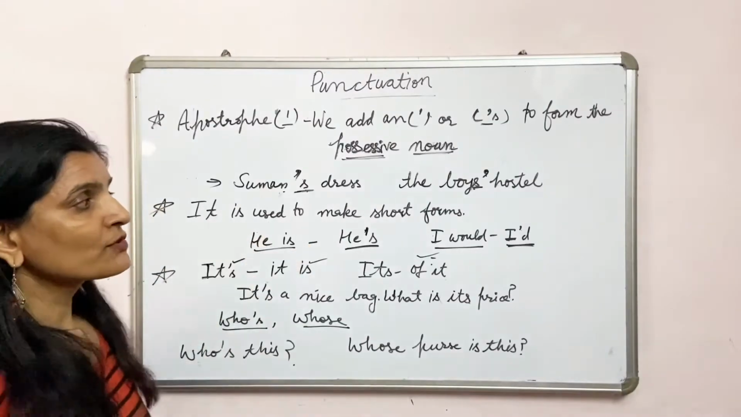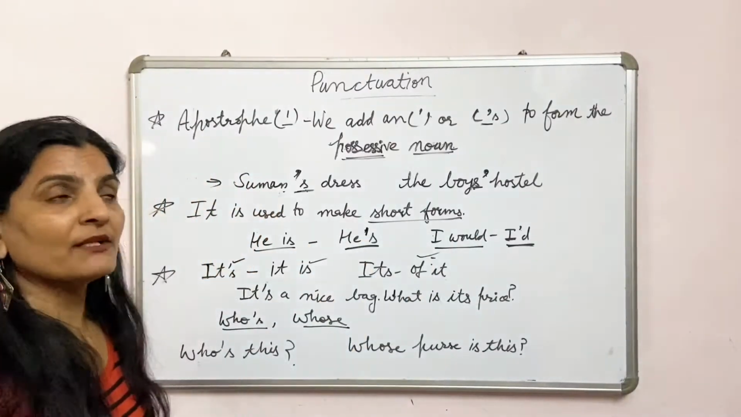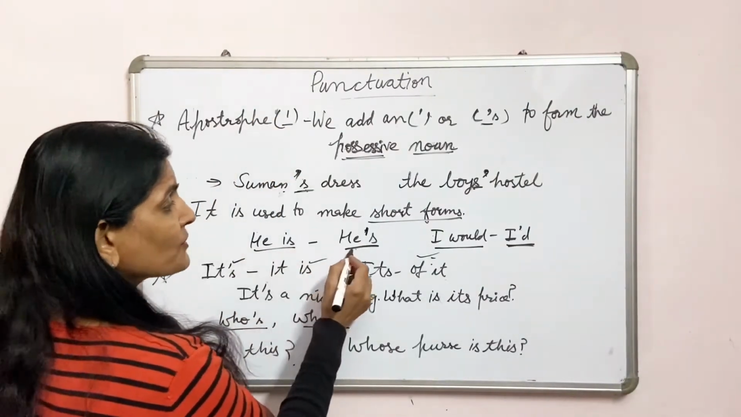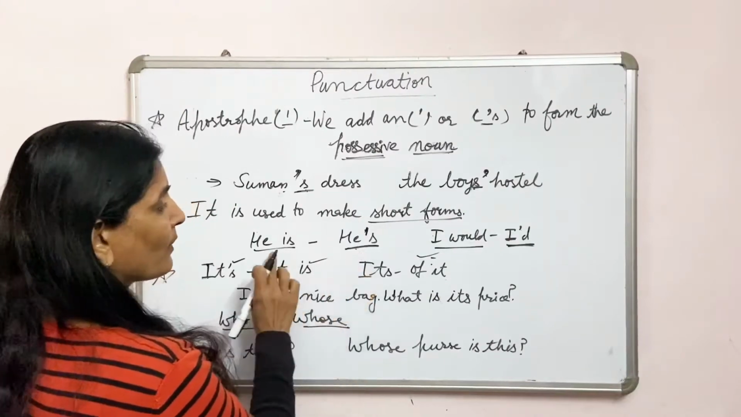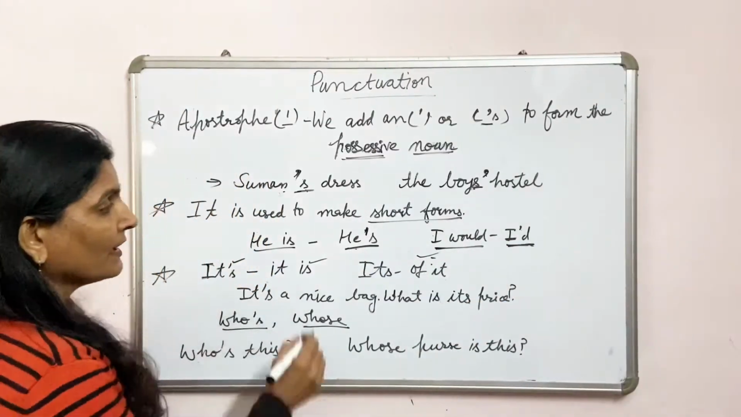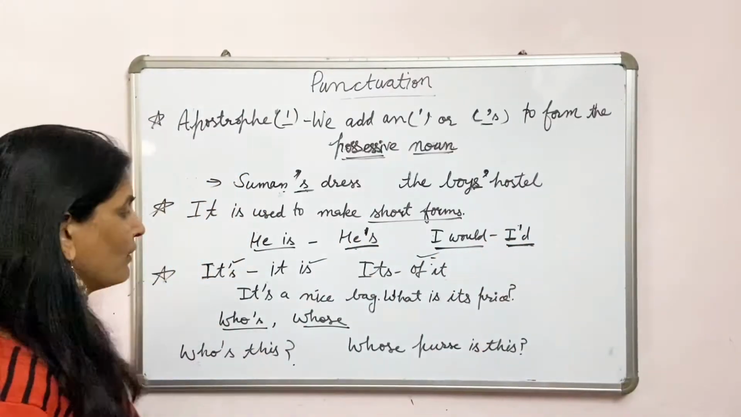It is also used to make short forms. When we want to make short forms, then we use the apostrophe. He's is the short form of he is, and this is the short form of I would. We have used the apostrophe here to make short forms.